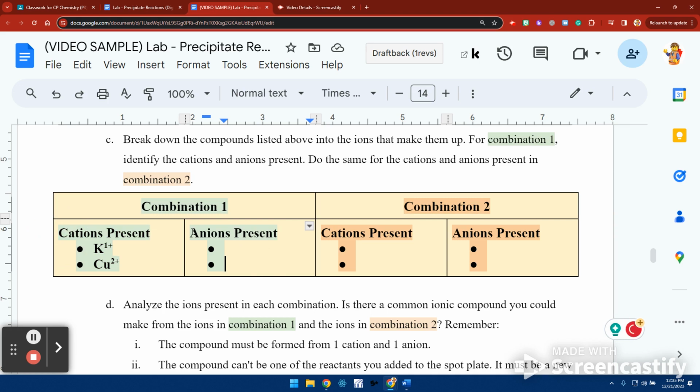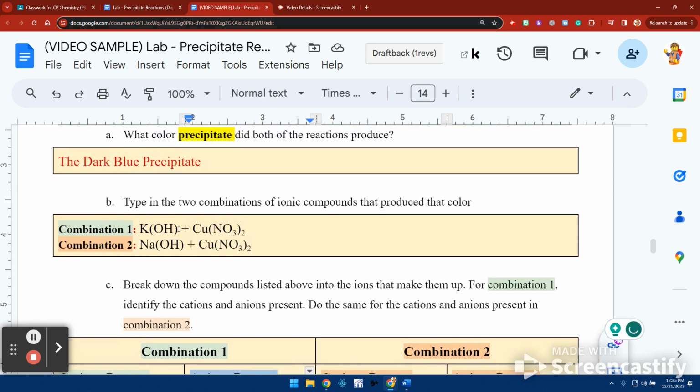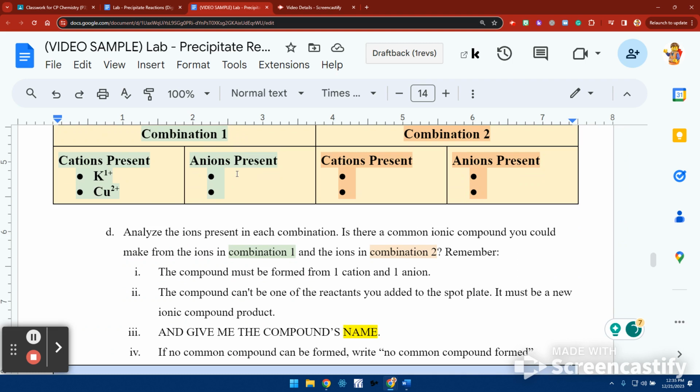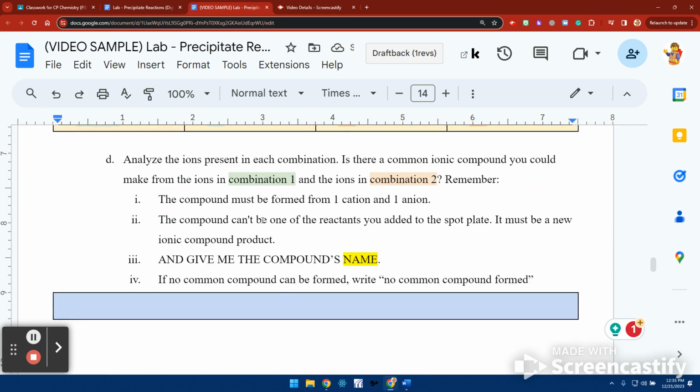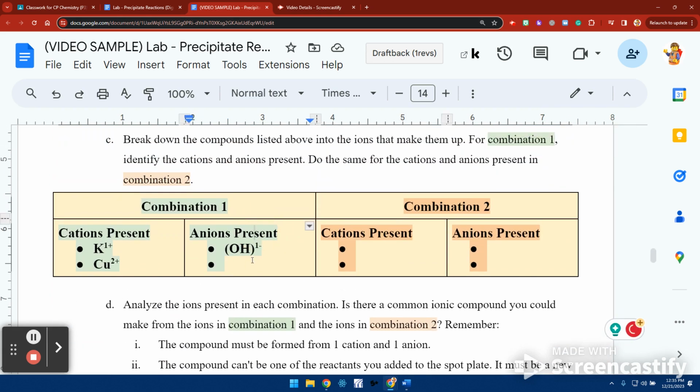The 2 anions, negative ions present in combination 1 were the hydroxide, OH with a 1- charge, and the nitrate, NO3 with a 1- charge. Okay, so these were the positive and negative ions that were present in my first combination.